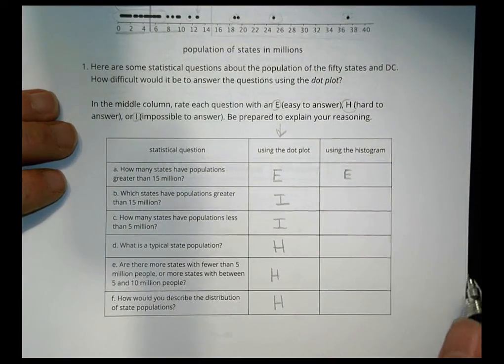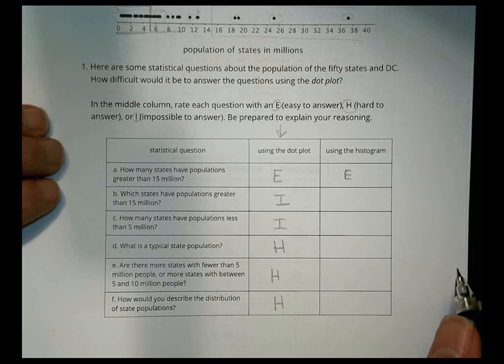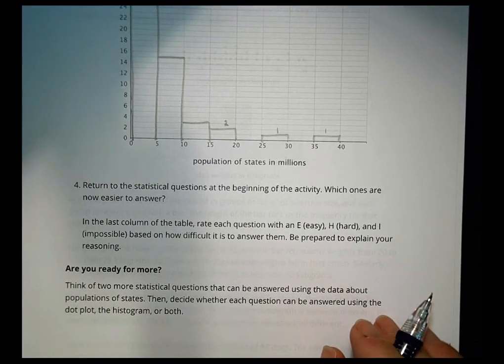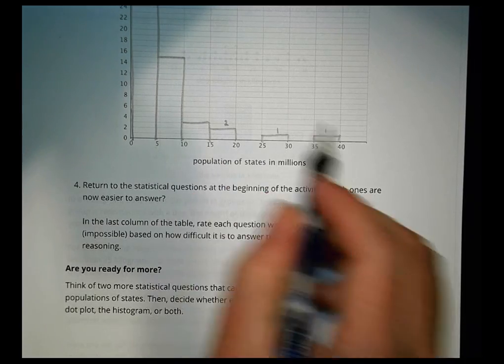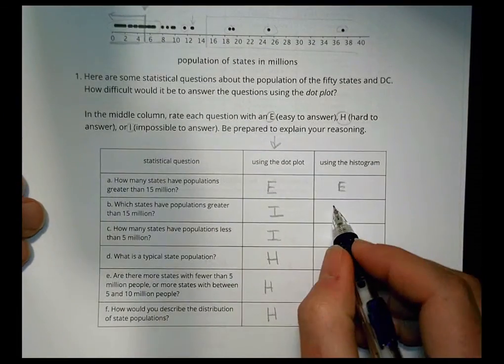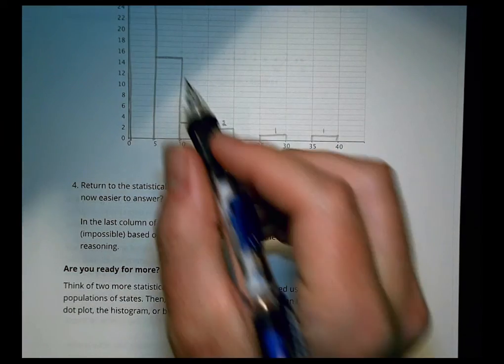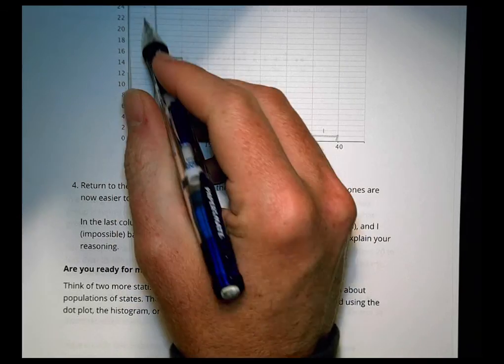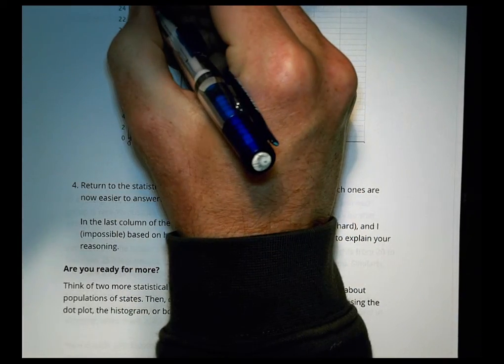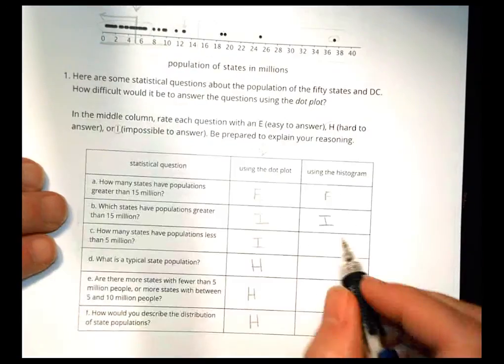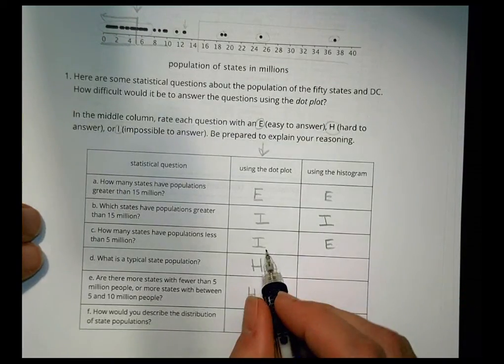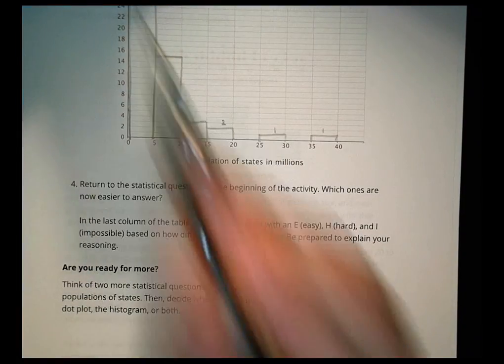Which states have populations greater than 15 million? Based upon this, can you tell me which states have more than 15 million? Again, we don't have names there, so that's going to be impossible. How many states have populations less than 5 million? In this case, less than 5 million is going to be all these. We know that right now it's 29. That becomes easy, doesn't it? Done. Well, the other one was impossible. The histogram, done. Right? Just like that.